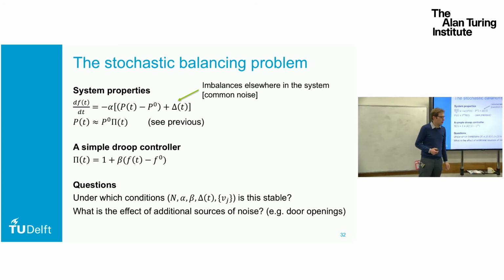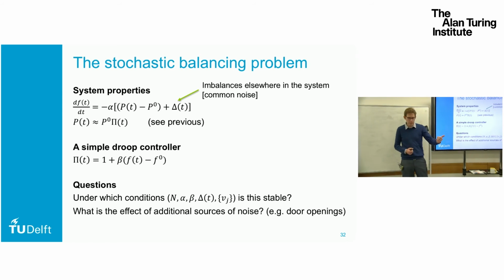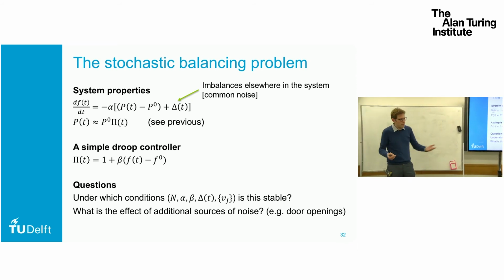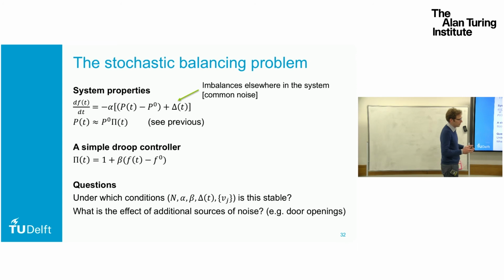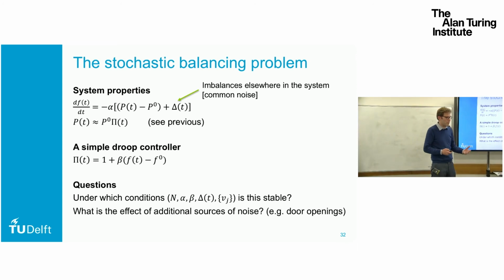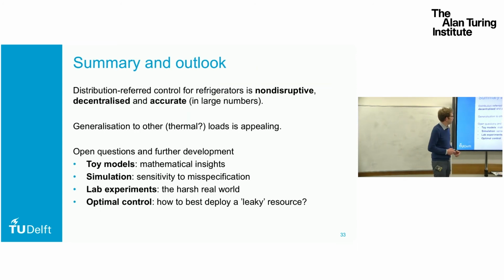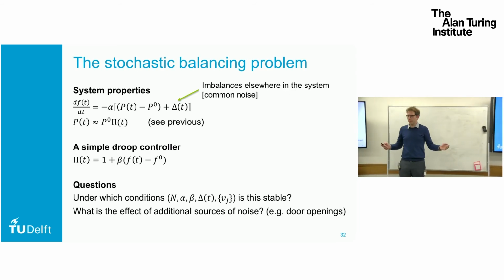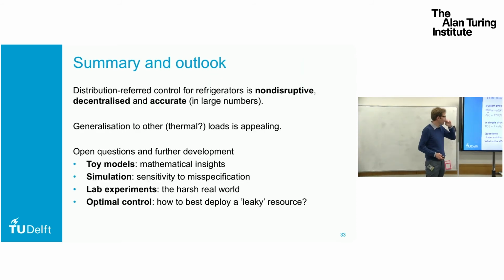Under which conditions of n, the number of devices, alpha, beta, the noise, and the velocities, what happens in this system? It would be fun, I think, to look at it as a simple example of this kind of control. So that's my gift and/or question to you. I'd like to see what's in here.